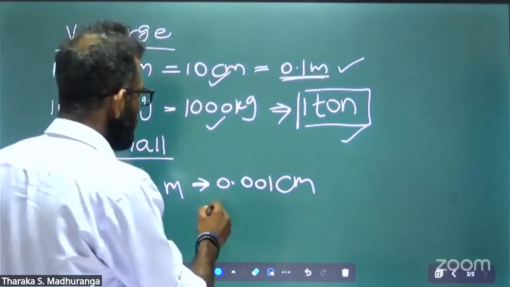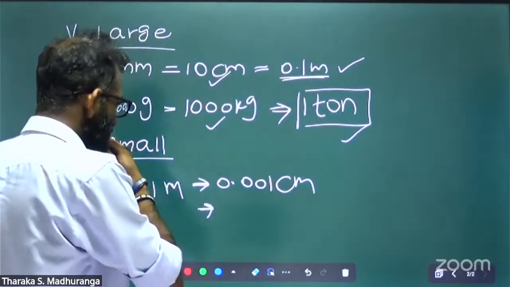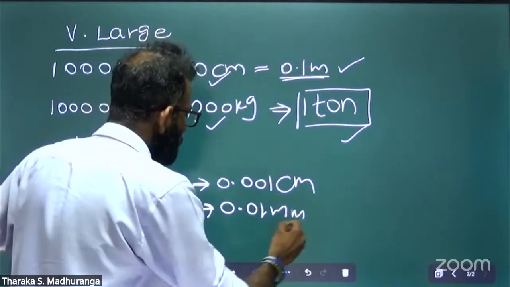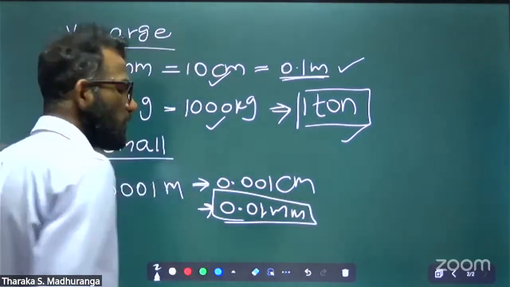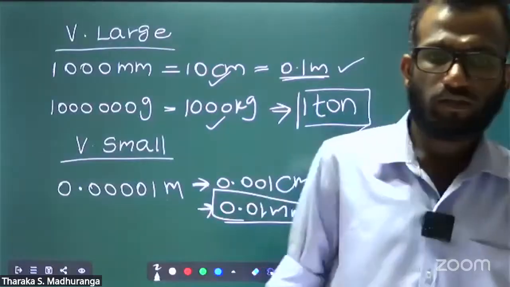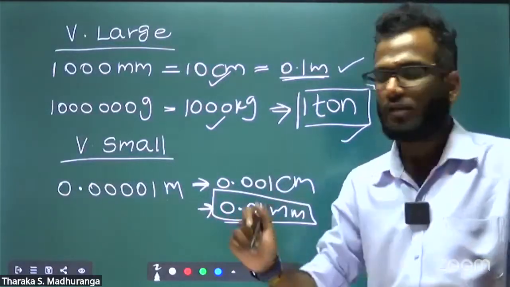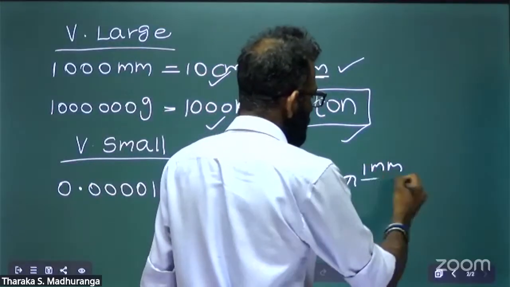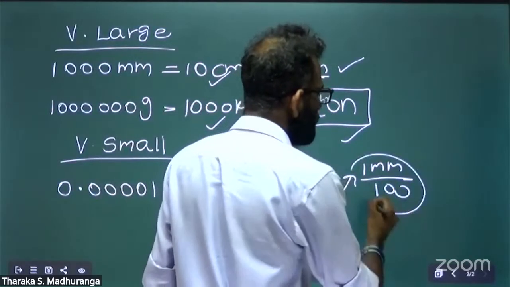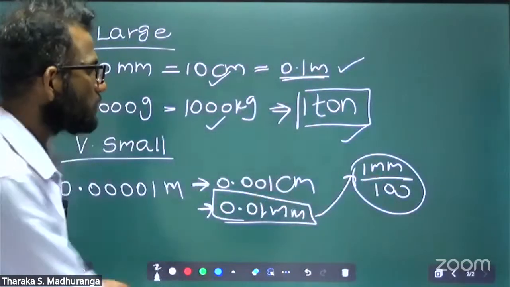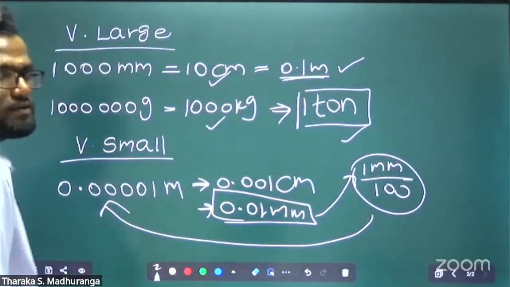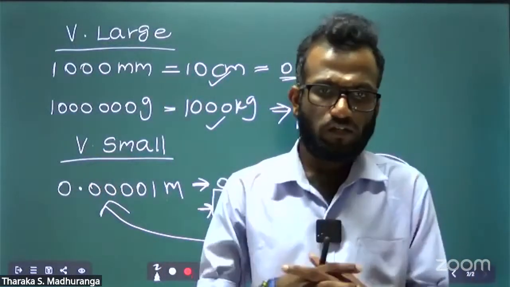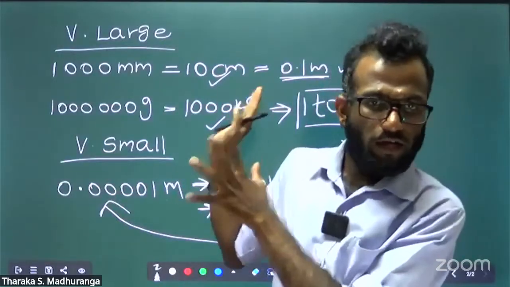But again, you can explain it as 0.01 millimeter. Now you can think about this. 0.01 millimeter, that means actually 1 millimeter divided into 100 parts, and one part is this measurement. That's the prefixes. Now understand the definition of prefixes. Now you have a full idea.